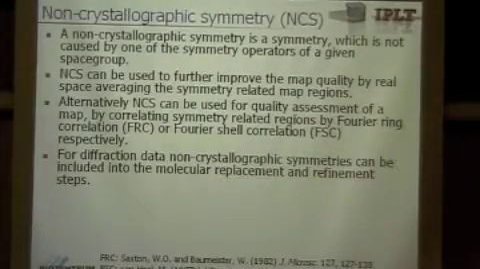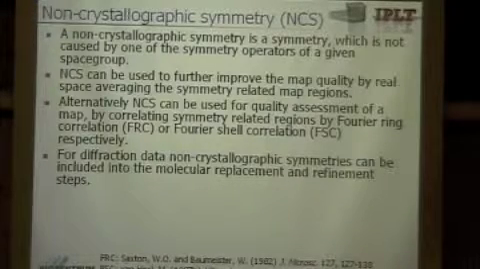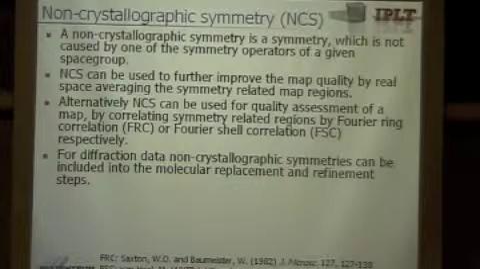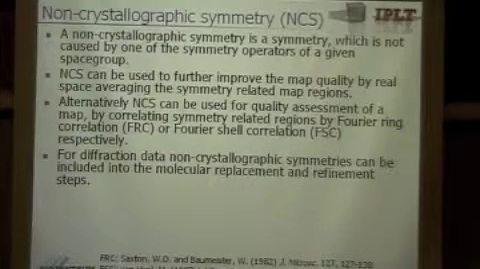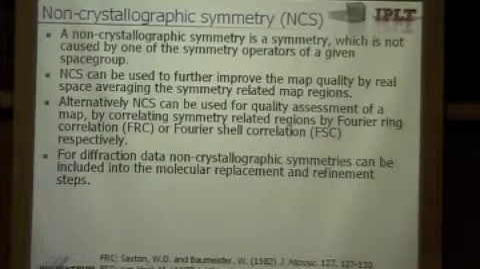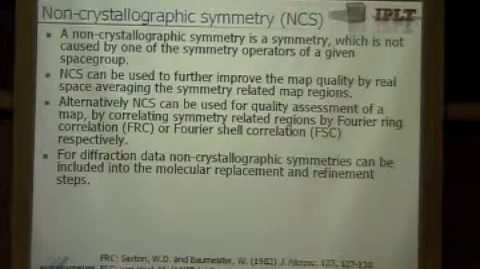And here, that's also the point where the non-crystallographic symmetry kicks in. You often have, in your map, additional symmetries which were just not covered by the crystallographic symmetry. There we have mainly two different possibilities to handle these. So non-crystallographic symmetry is just symmetry which is not caused by one of the symmetry operations of your given space group.